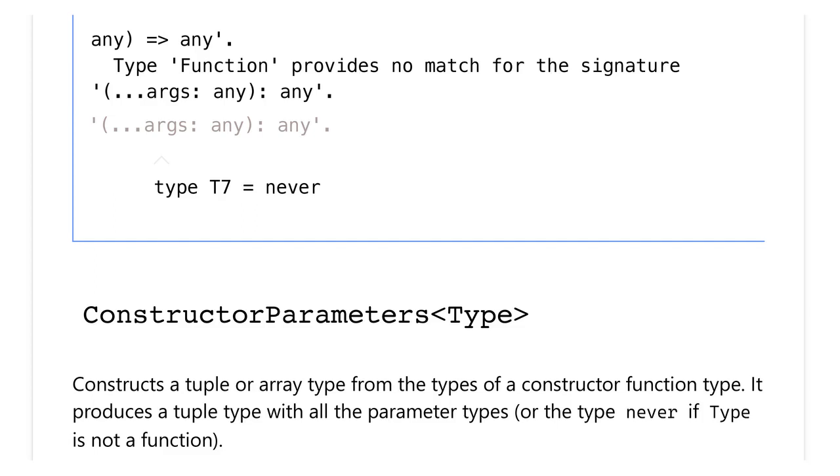ConstructorParameters<Type> constructs a tuple or array type from the types of a constructor function type. It produces a tuple type with all the parameter types, or the type never if Type is not a function.